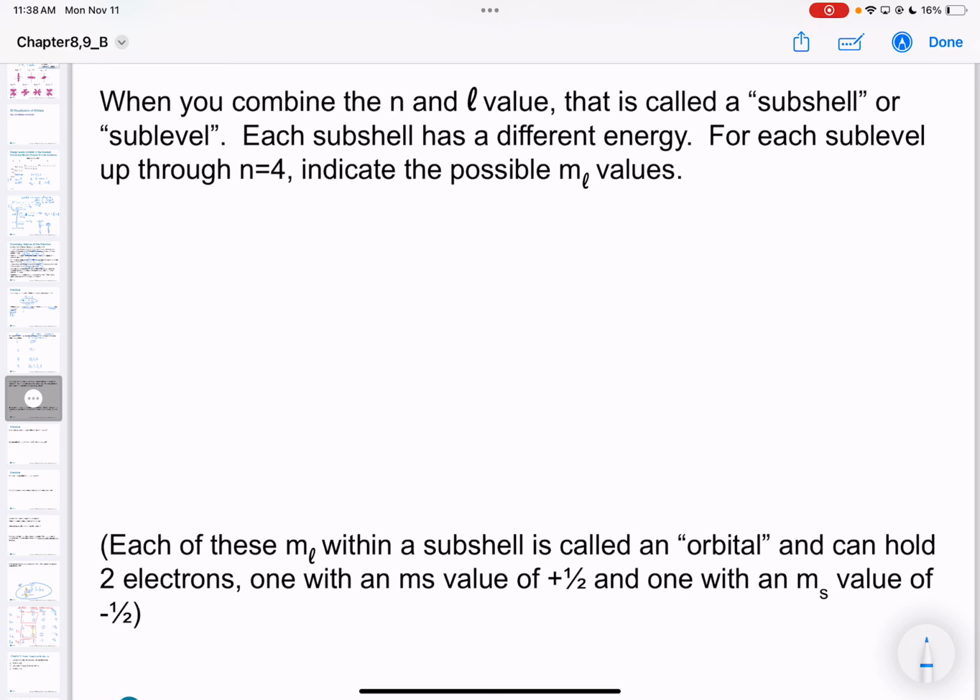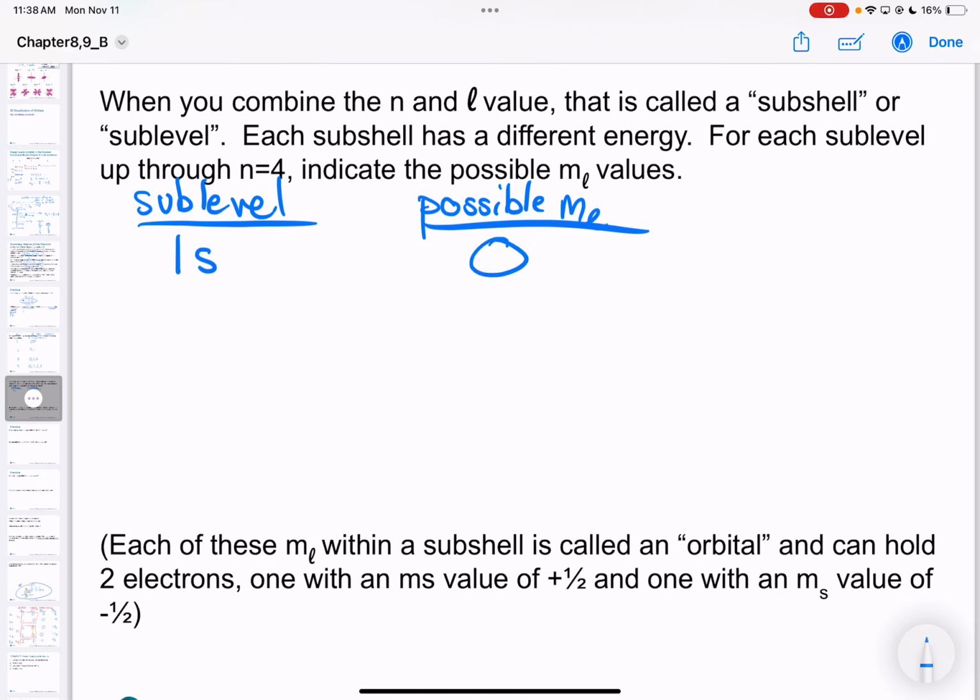So tell me the sublevel in one column, and then tell me the possible M sub L values in the other column. So I'll give you the first one. 1s is the first sublevel. The possible M sub L value there is just 0.